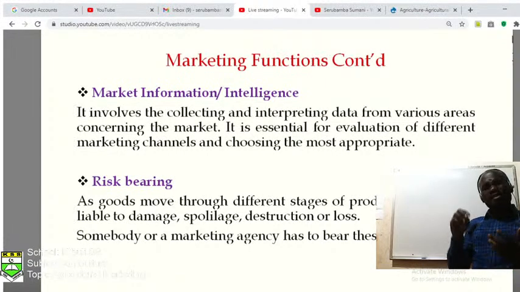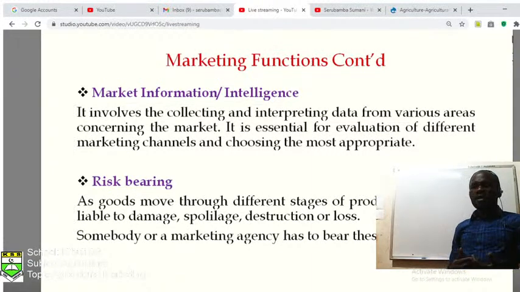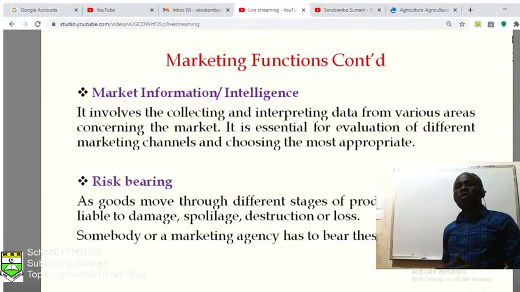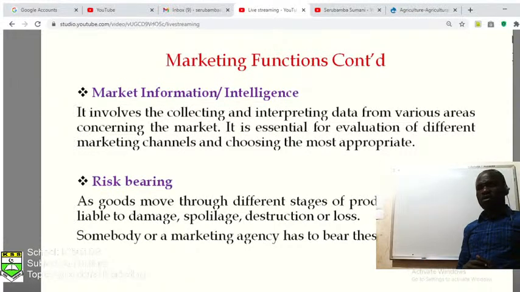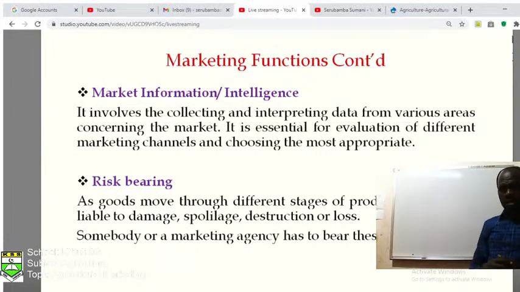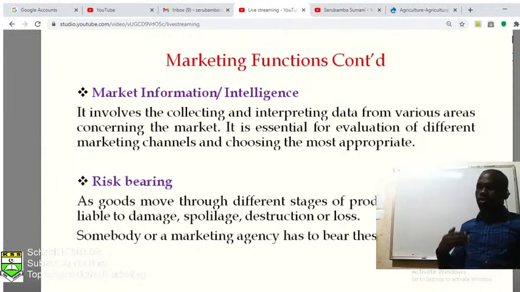Find out prices of the same product in different markets. You may realize that a product may be cheap in Nakawa when it is expensive in Nakasero, or it may be cheap in Nakasero when it is expensive in Ntinda. Get information so that you take your products for sale at places that offer better money for the products. So gathering of that information about demand, prices, and the supply is what we call market intelligence or market information or market survey.